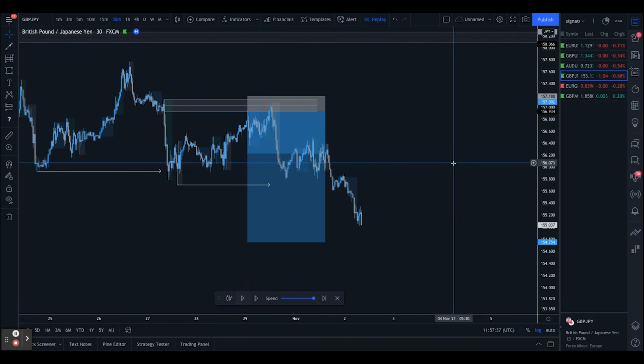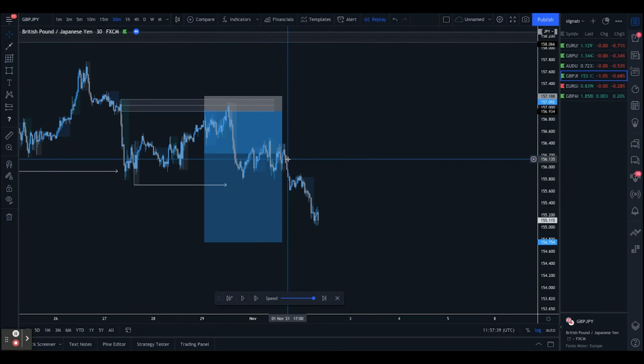As we can see here, we have had a lower low form. This is going to be the zone that broke the structure. So this is the zone I will focus on for this short here.